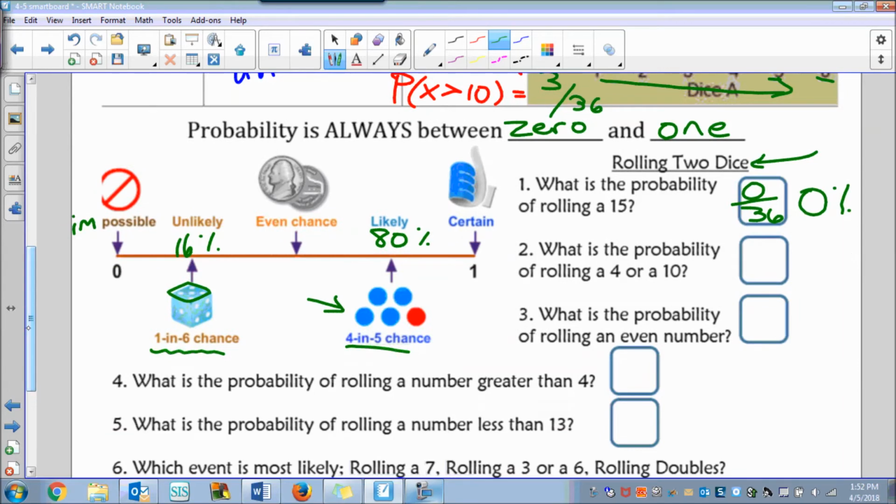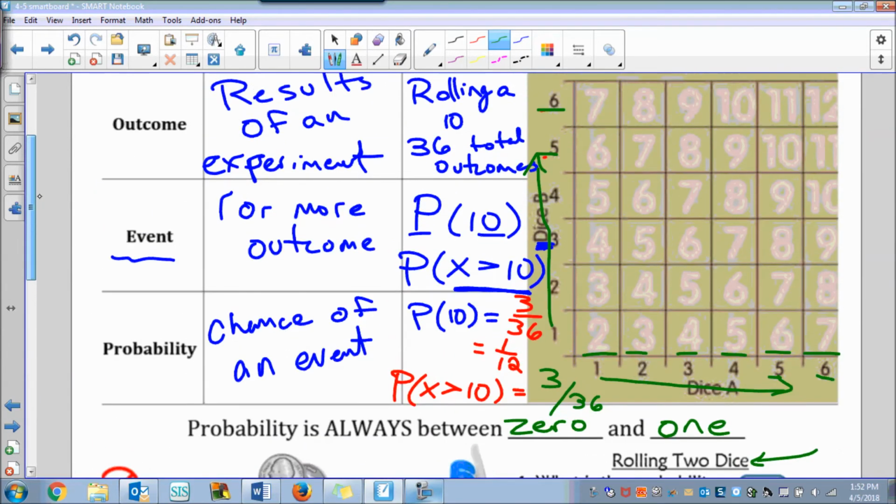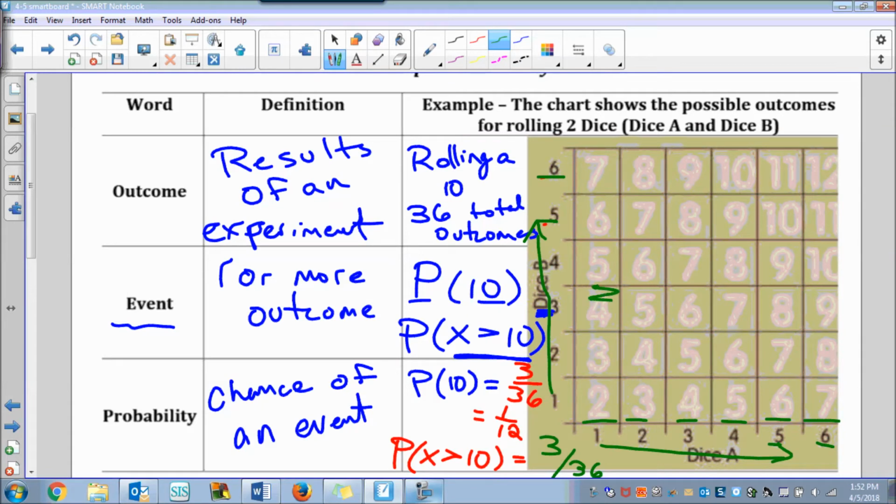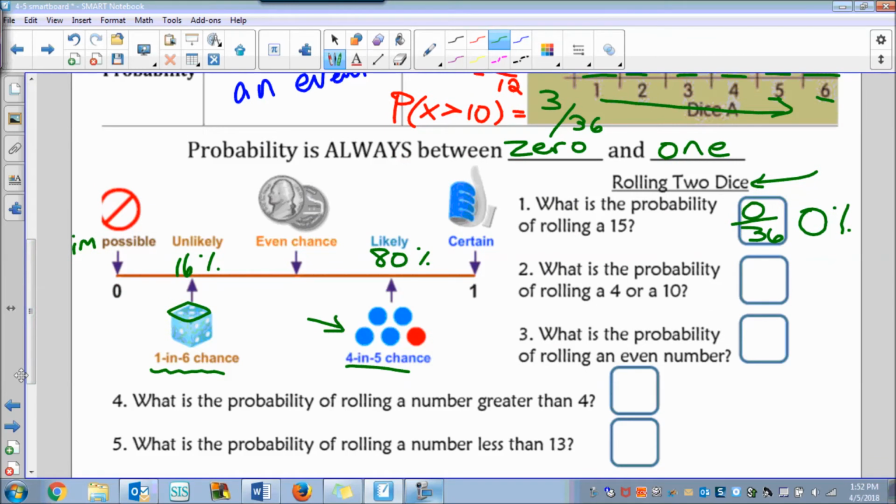What's the probability of rolling a 4 or a 10? I got 1 four there, 1 four there, 1 four there, 1 ten there, 1 ten there, 1 ten there. So there's 6 possible options. There's 3 fours and 3 tens. That's 6 out of the total possible options. That's 36. Again, if you're going to write it as a fraction, I'm going to simplify it. You can divide the top and the bottom by 6. That gives us a 1 in 6 chance that that happens, or a 16.6% chance.